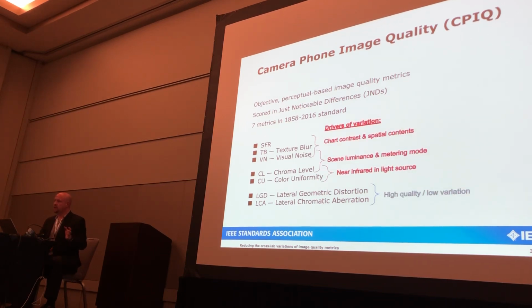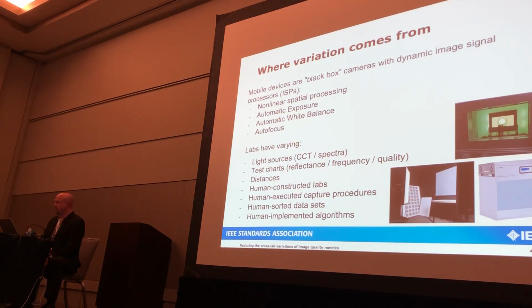These are the drivers of variation for some of these metrics. We're going to talk about the metrics that had significant variation in quality. A couple of the metrics, lateral geometric distortion and lateral chromatic aberration, were high quality, low variation metrics. So there's not a whole lot to talk about here. Those align very well. Where does variation come from?